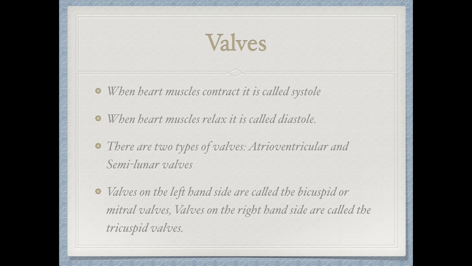Now, before we talk about valves, we need to describe the two different positions of the heart. When the heart muscles contract, it is called systole. When the heart muscles relax, it is called diastole. There are two types of valves: atrioventricular valves and semilunar valves. Now, valves on the left-hand side of the heart are called bicuspid or mitral valves because they are made out of two parts. Bi means two. Valves on the right-hand side of the heart are made out of three parts and are called tricuspid valves.